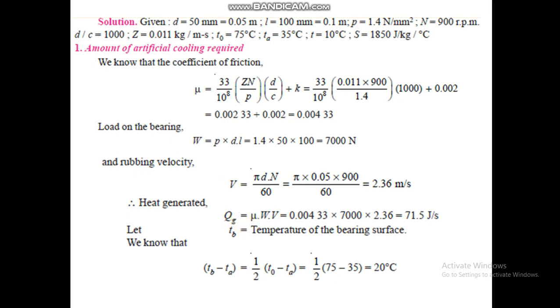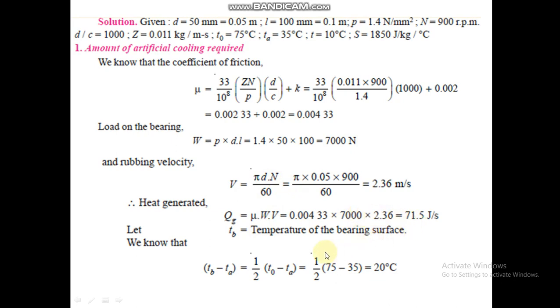As we have done in the previous numerical, Qg is equal to mu W v. So mu we will find from this formula. This is the relation for mu. Put the values of Z and N, D by C and K, and you will get mu. Then W, you need to find pressure into area. From there, you will find W 7000 Newton, and velocity is pi D N by 60. Put the values of these three and you will get heat generated.